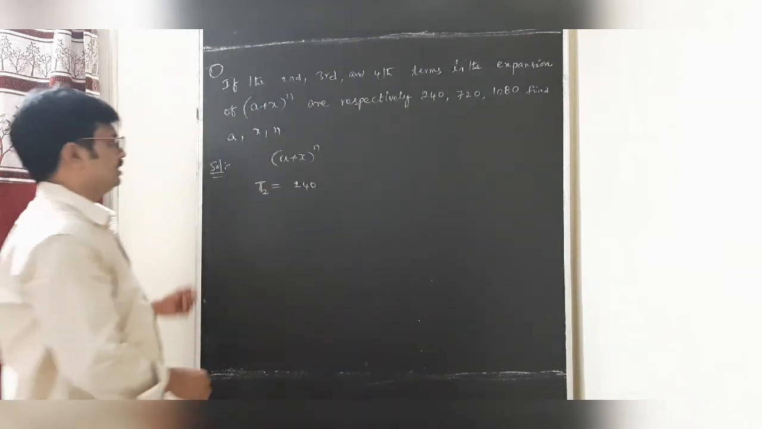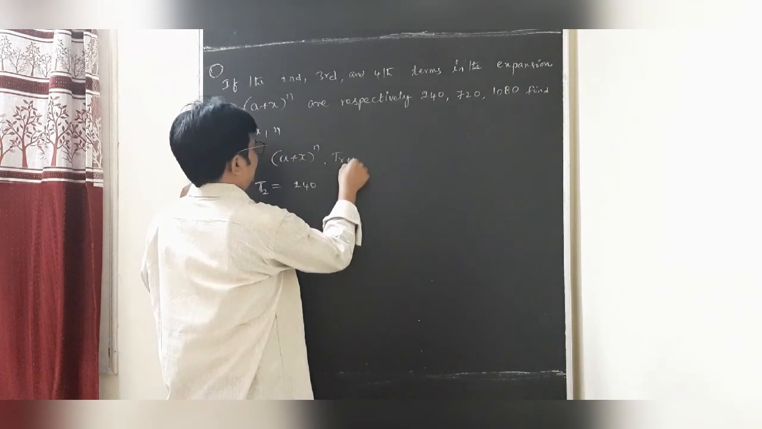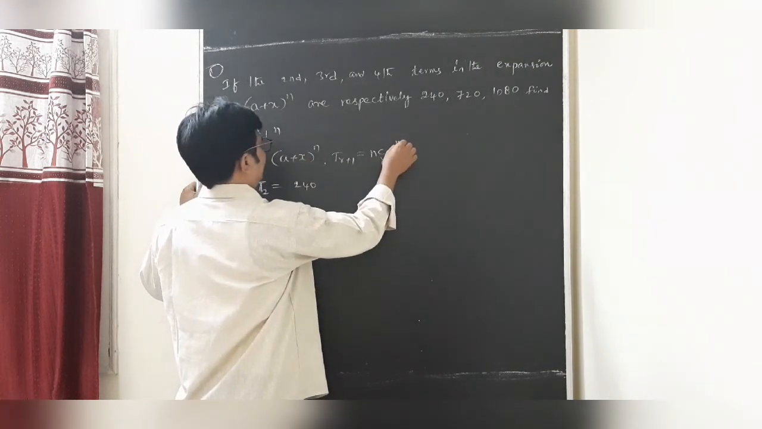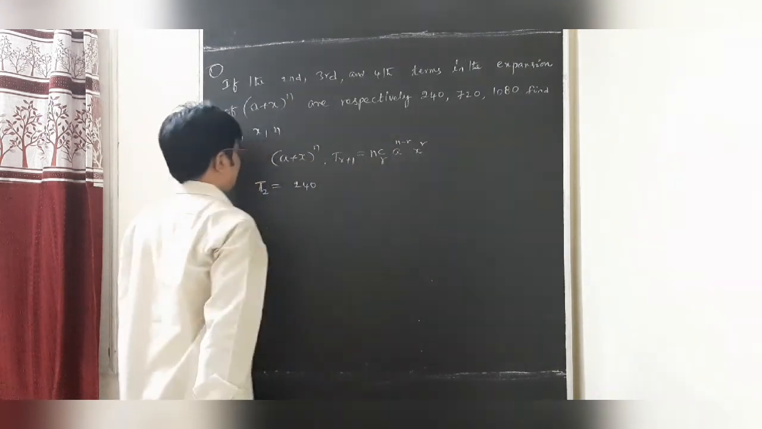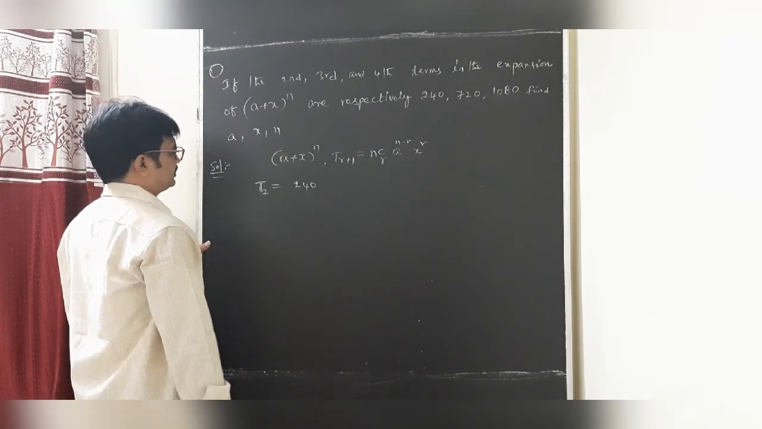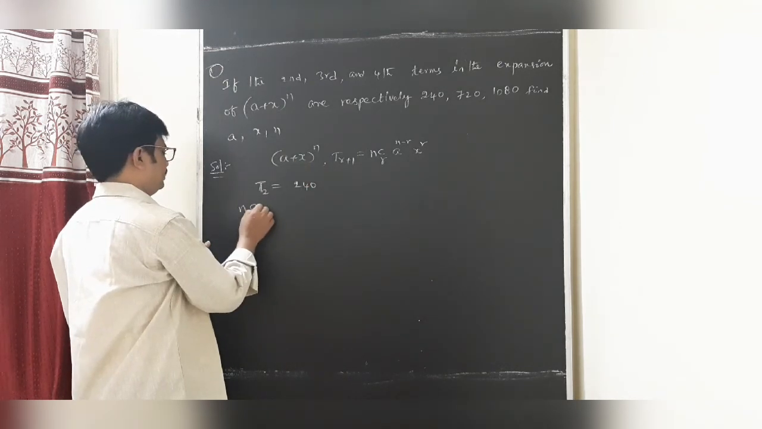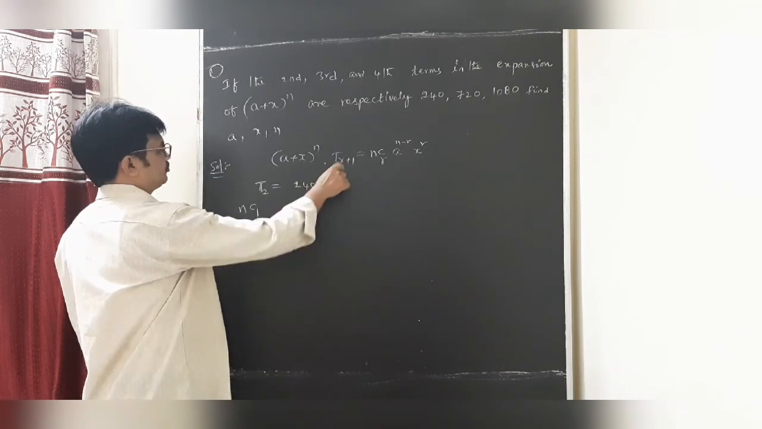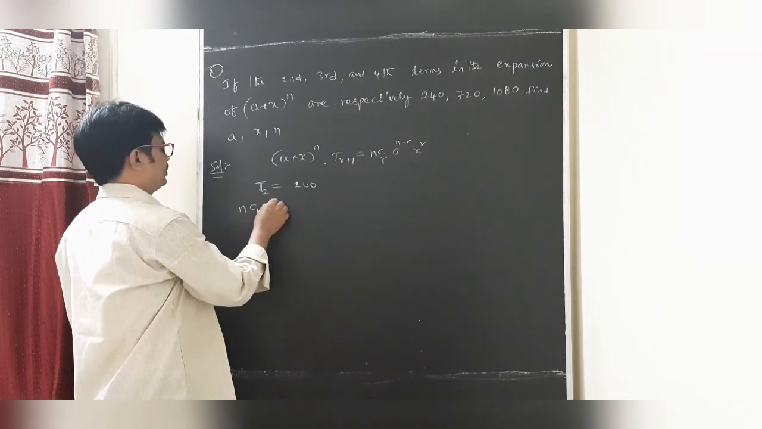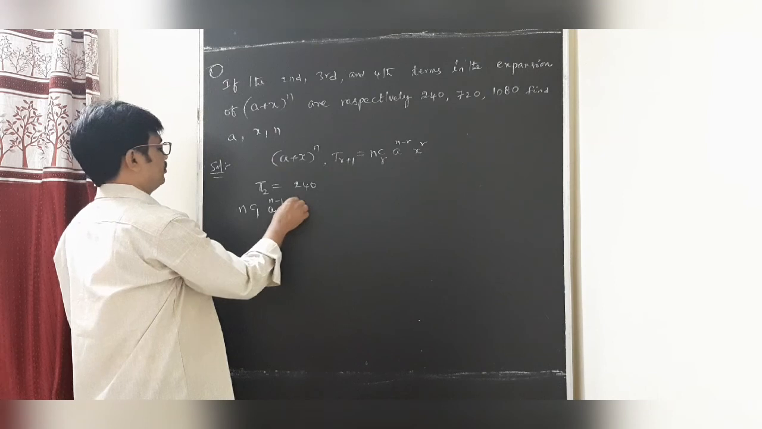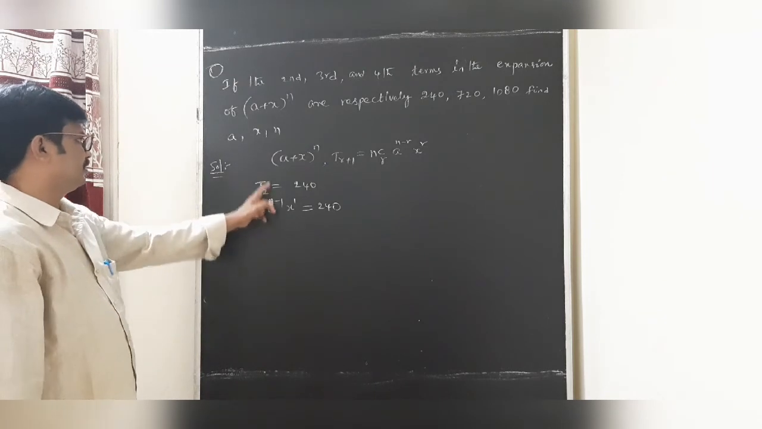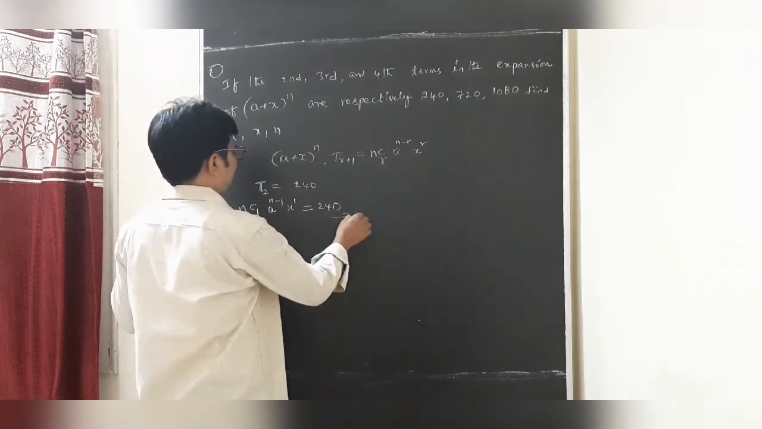My dear students, T(r+1) is of the form nCr a^(n-r) x^r. So students, how to write T2? Dear students, T2 can be written as nCr, nC1, r is 1, so 1 plus 1 is 2. nC1 a^(n-1) x^1 is 240. What is it, students? nC1 a^(n-1) x^1 equal to 240. This is equation 1.